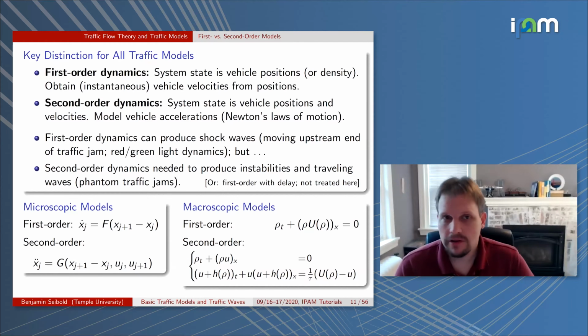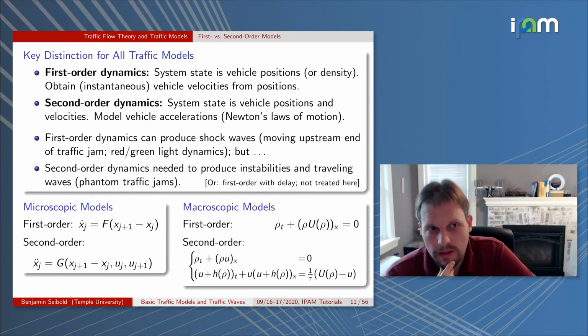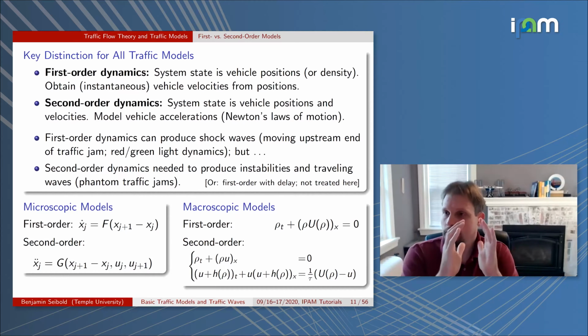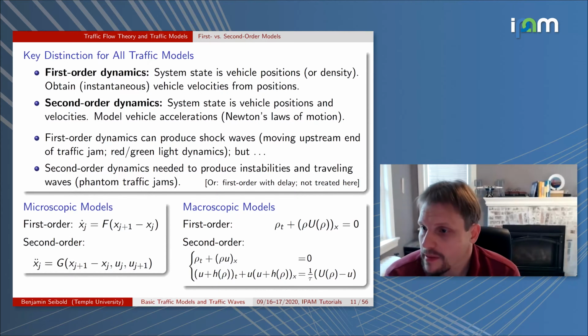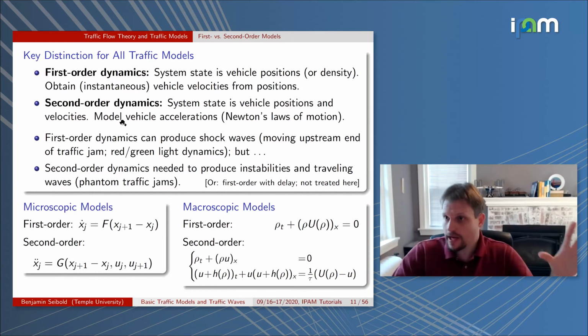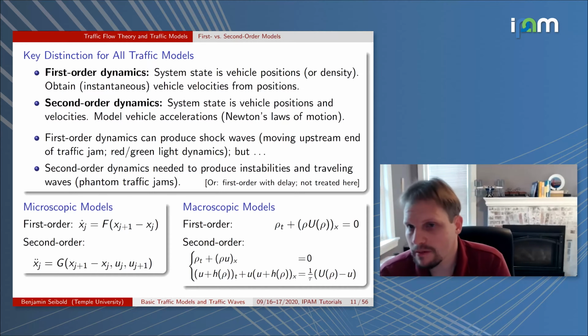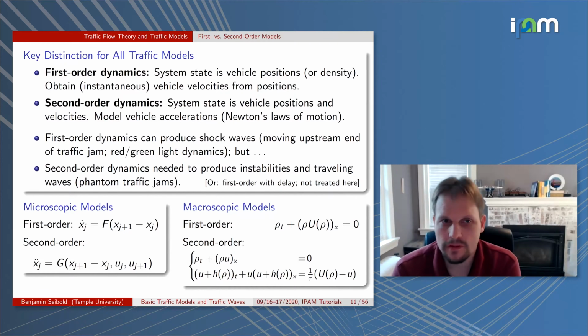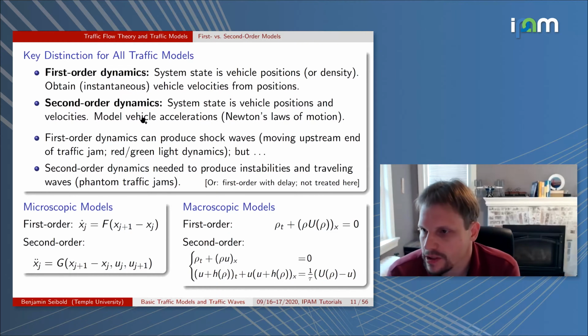Now, in each of these models, or certainly in the microscopic and macroscopic models, one thing I want to stress is the distinction of first-order dynamics versus second-order dynamics. In a nutshell, first-order dynamics means that given the state on the road, you prescribe the speed that the vehicles choose. Whereas second-order dynamics means that given the state right now on the road, you prescribe in your model the acceleration that the vehicles choose. So first-order dynamics is just one time derivative prescribing speed. Second-order dynamics means you're prescribing two derivatives, so you're prescribing the acceleration.